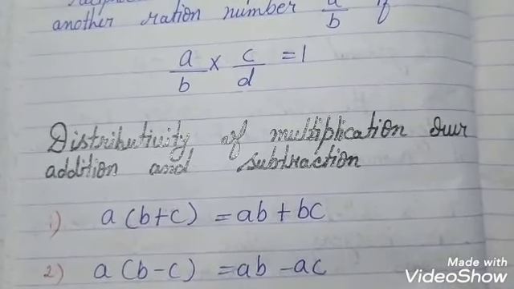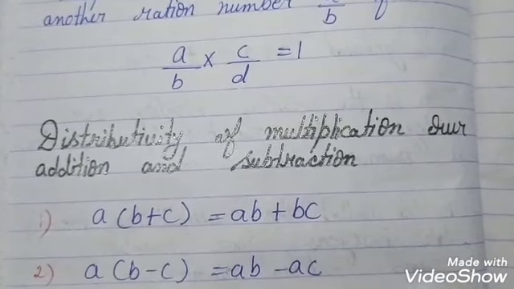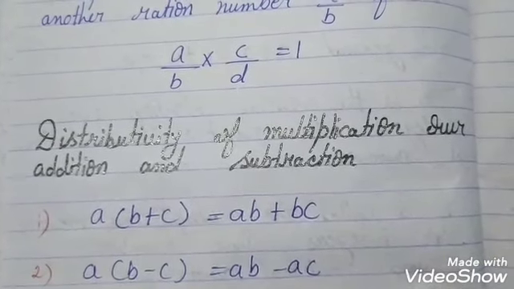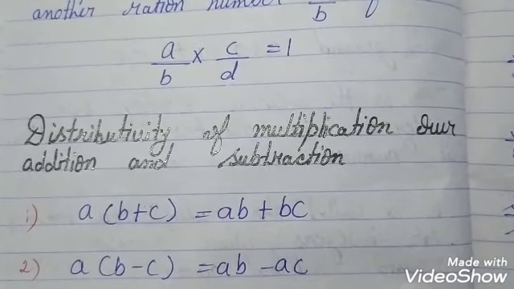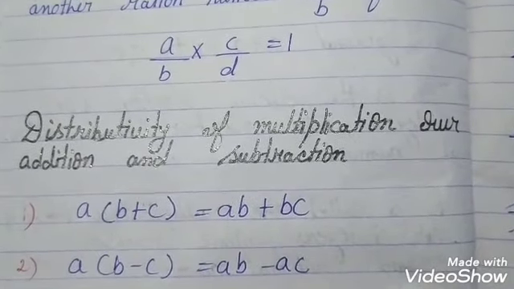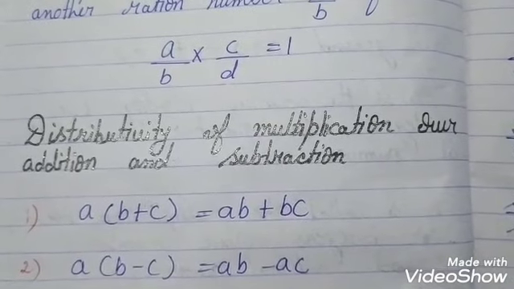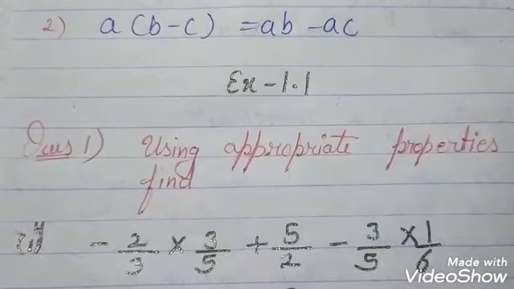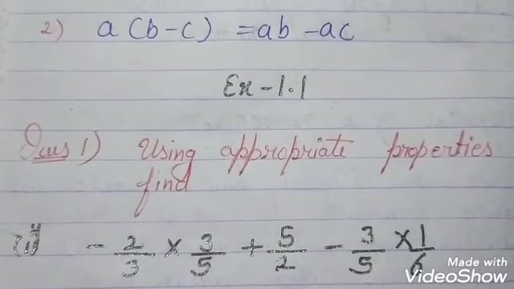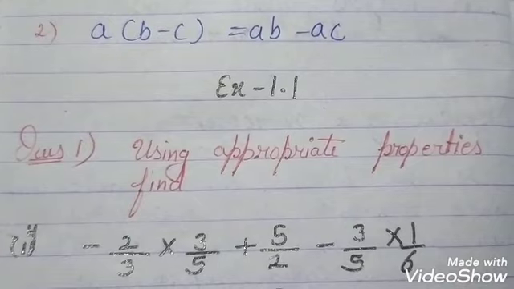Our next topic is distributivity of multiplication over addition and subtraction. The first rule is for distributivity of multiplication over addition, and the second rule is for distributivity of multiplication over subtraction. Now, move to our first exercise 1.1.